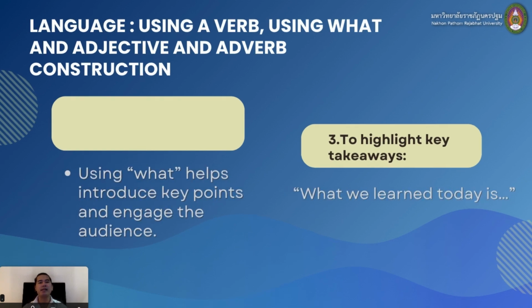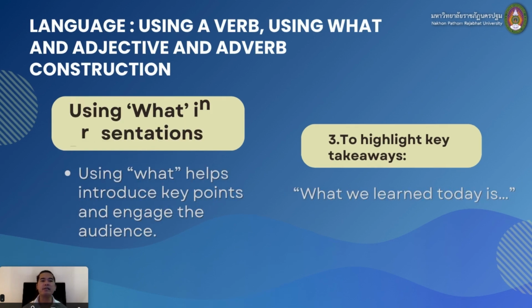Next is to highlight the key takeaways. So what we learned today, you're highlighting using the word what. This is essential when you are about to end. You have to make sure that the audience can remember what you are discussing and everything. So be aware of that as a presenter.